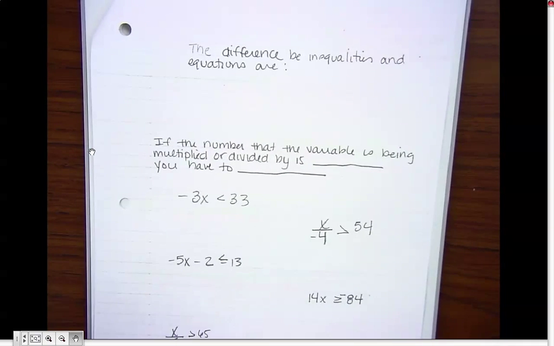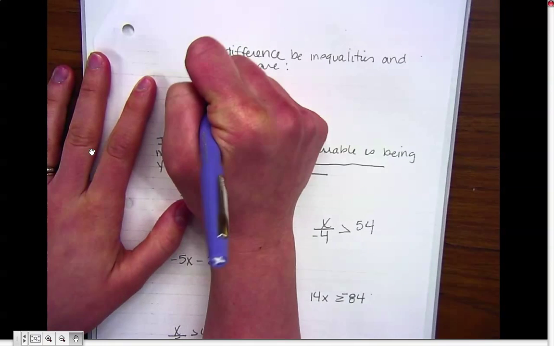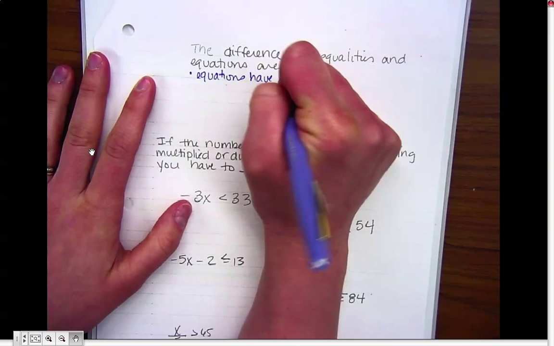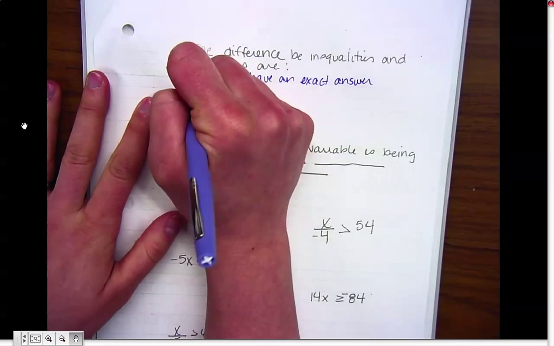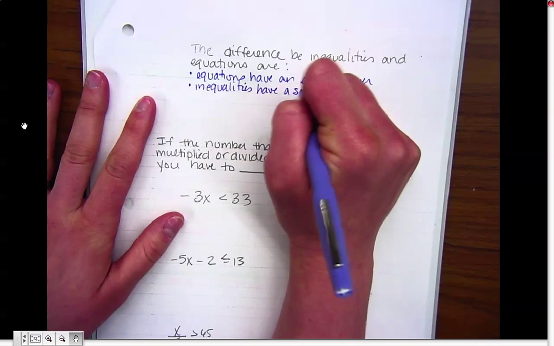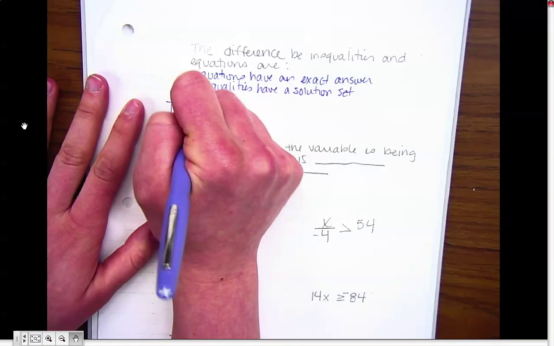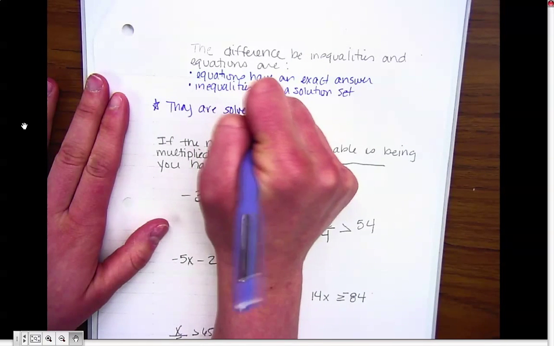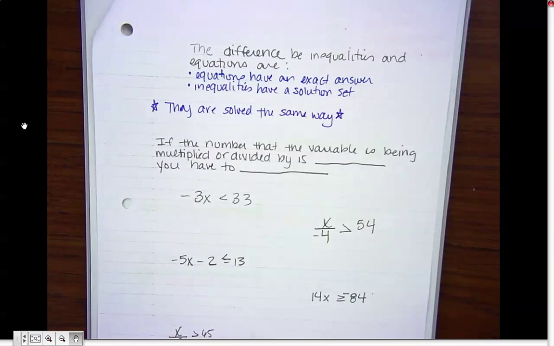So now, the difference between inequalities and equations is that equations have an exact answer, and inequalities have a solution set. But the big idea here is they are solved the same way. Now, we have one difference. One difference. So you have one new thing to memorize because you should already know how to graph them.